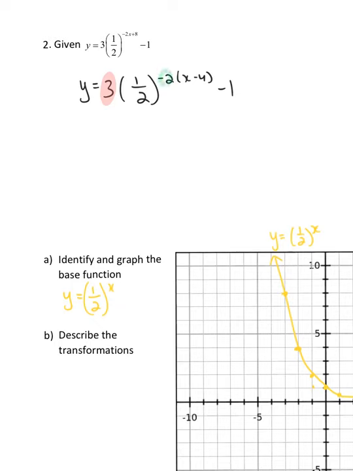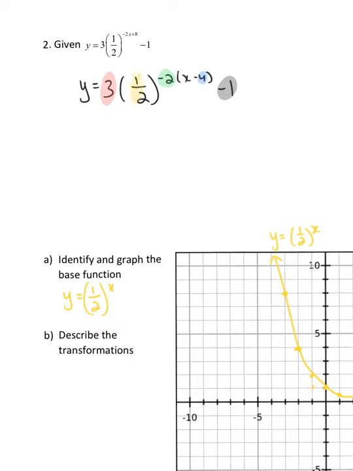There's a b value of negative 2, which means there's a horizontal compression of 1/2, and there is a reflection in the y-axis. H is positive 4, so there's a horizontal shift 4 units to the right. And V is negative 1, so there is a vertical shift 1 unit down.